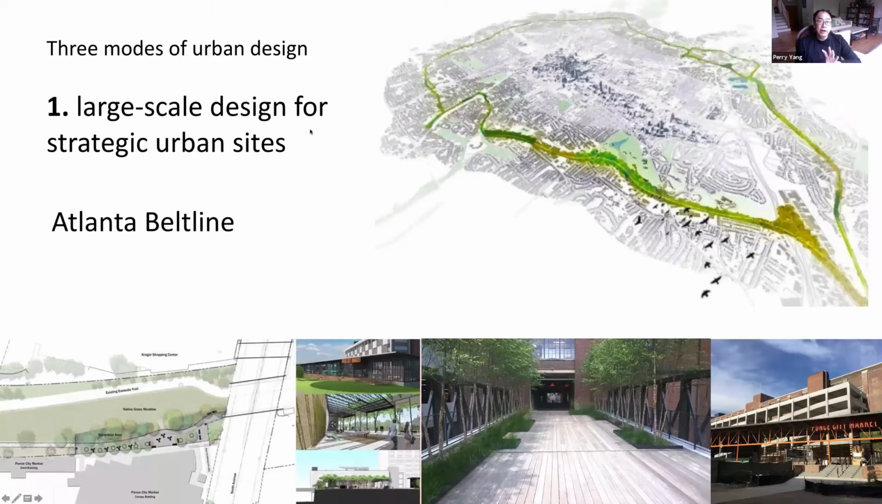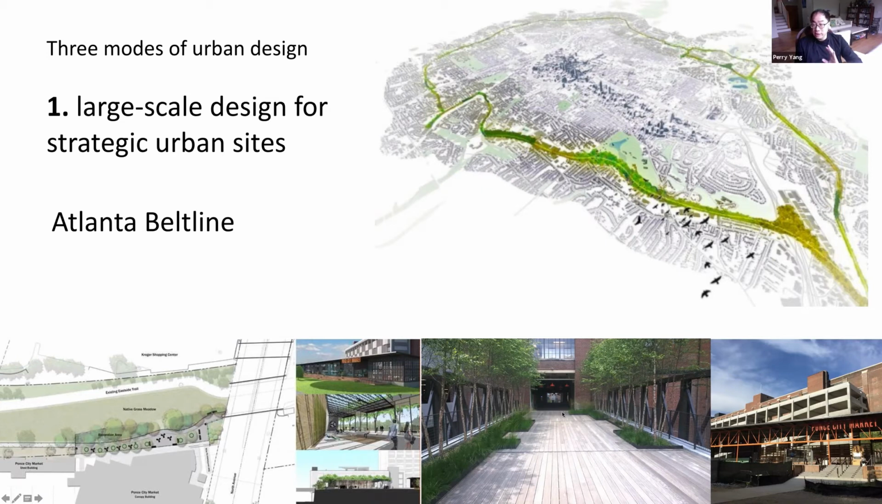So the first mode of urban design is larger scale design. And this is the city I'm now located in, Atlanta. There's a Beltline project that repurposes the railway road to become a greenway. So there are lots of strategic sites being redesigned. There's a market called Ponce City Market being designed as a public space, as a shopping area.